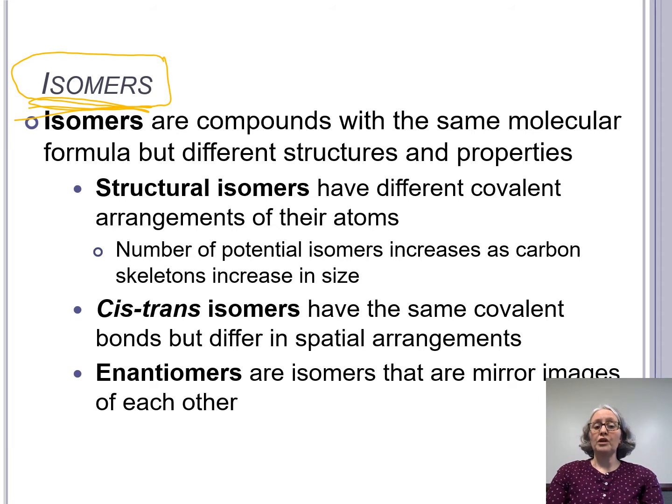So there are 3 different types of isomers. We'll look through images of each of these. Structural isomers have different covalent arrangements of their atoms. Usually it's a straight versus a branched form. The number of potential isomers is going to increase as you get more and more carbon atoms in the skeleton. There are cis-trans isomers. These are isomers that have some difference around a double bond. They differ in their spatial arrangements around a double bond. And then we have enantiomers. Enantiomers are isomers that are mirror images of one another.